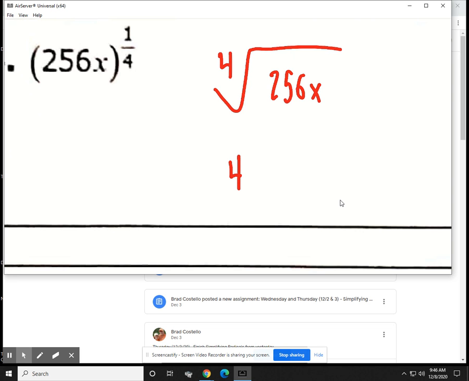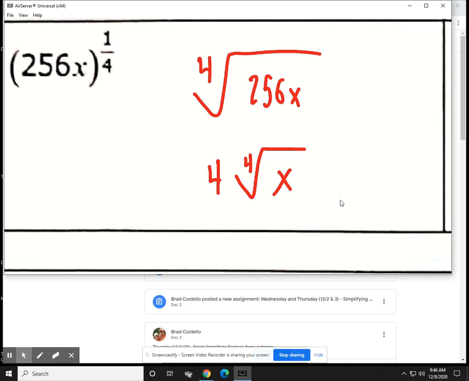But what about that x? How do you know it stays in? Because its exponent is 1, and 4 won't go into 1. So x can't escape. So it's 4 times the 4th root of x. That's all the way simplified in radical form. Okay? So that's that problem. It's not too hard, right? Number 5 was also asked about, so let's look at number 5.